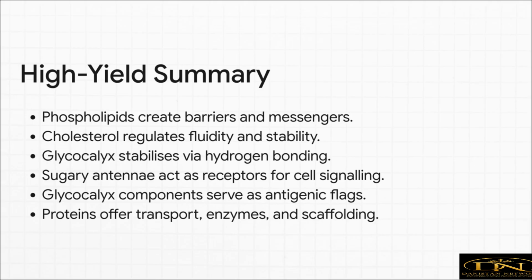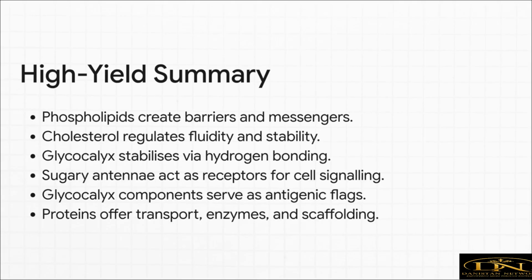Third, glycolipids and glycoproteins project outwards to form the glycocalyx, utilizing hydrogen bonds for stability. Fourth, those sugary antennae function as specific receptors for signaling, endocytosis, and adhesion. Fifth, they double as the unique antigenic flags for immune recognition. And finally, proteins are the heavy machinery, providing specific transport channels, acting as localized enzymes, and anchoring the cytoskeleton.